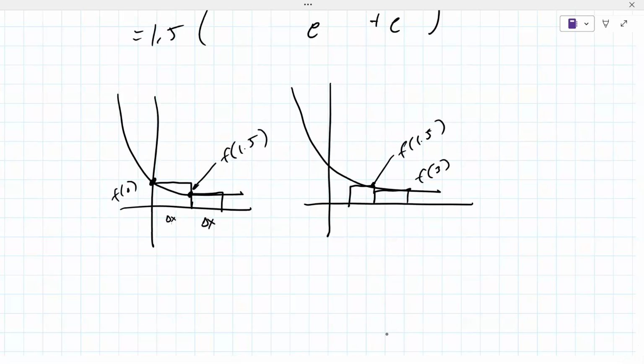You're multiplying the base times that. Now I understand what you're asking. I apologize. Yeah. You're finding the area of the rectangle. And they all have the same width. That's why the delta x is pulled out.